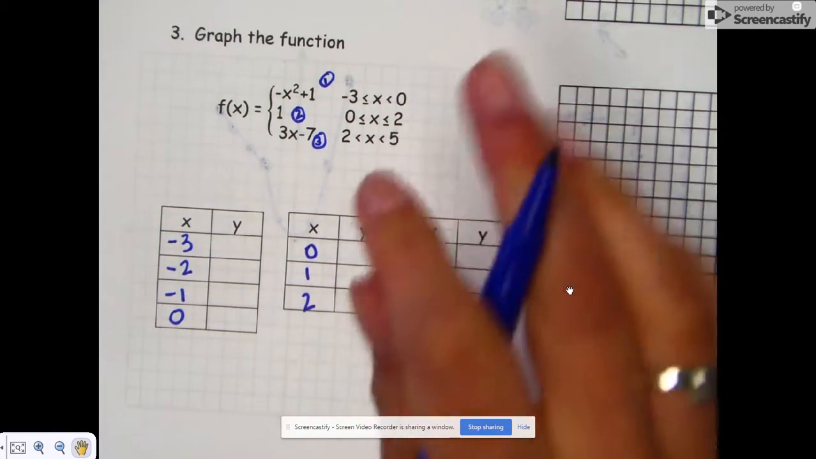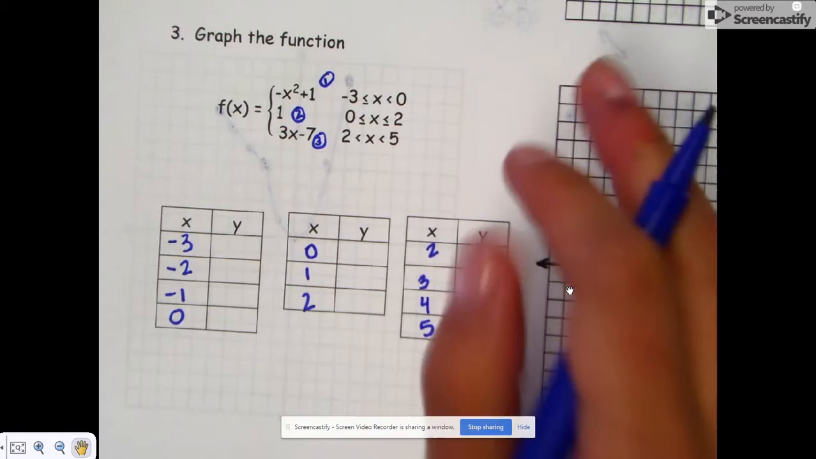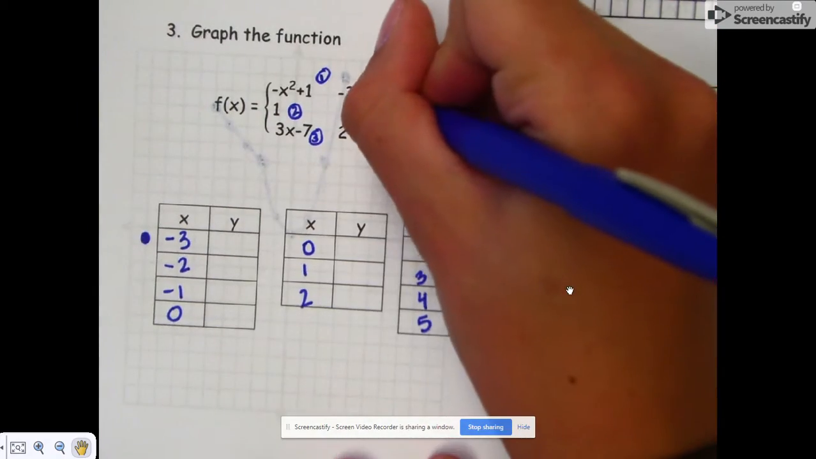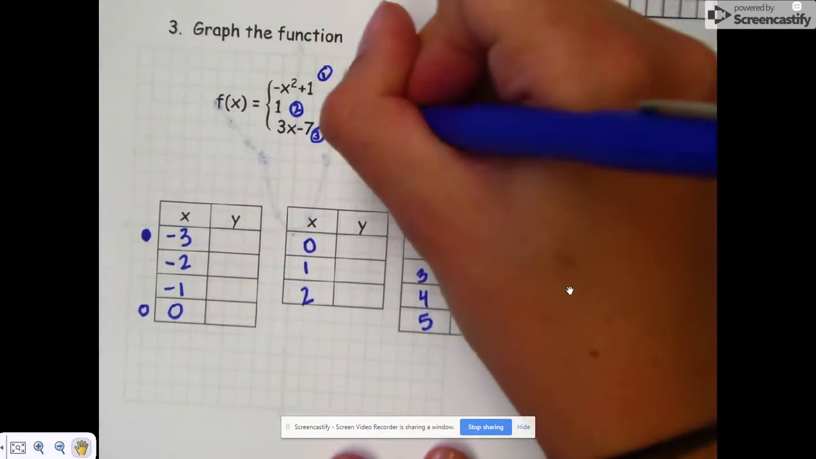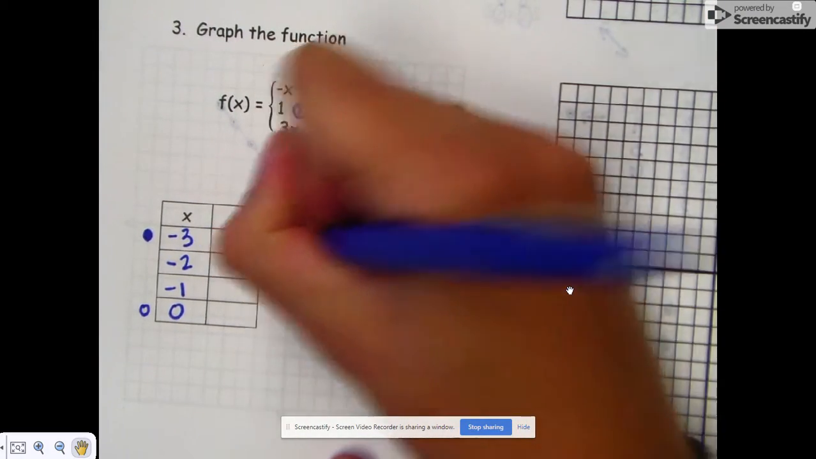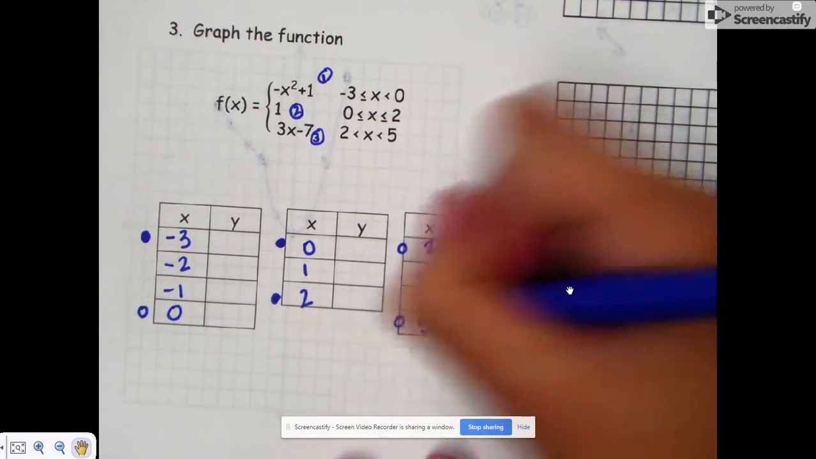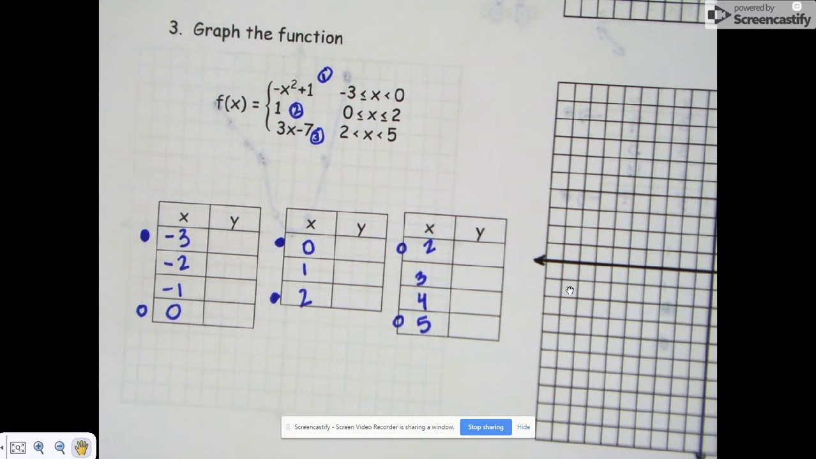And while I'm here, I'm going to mark which ones are open and which ones are closed. If you notice, this has an equal to sign, so this is going to be closed. This one doesn't, so it's going to be open. This one is going to be closed, closed, and then this one's going to have open here and open here. That's just to remind myself what dots are open and what dots are closed when I go to plot the points on the graph.